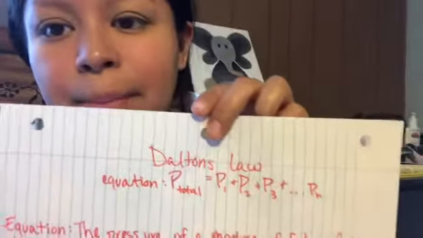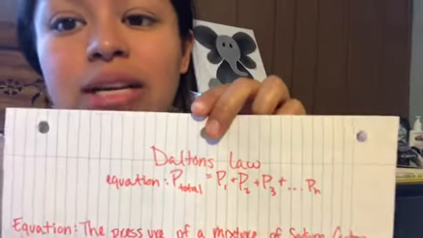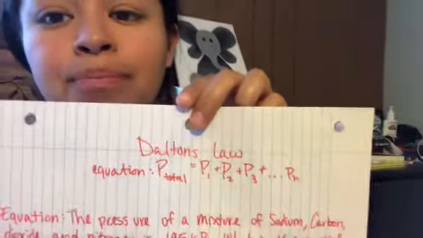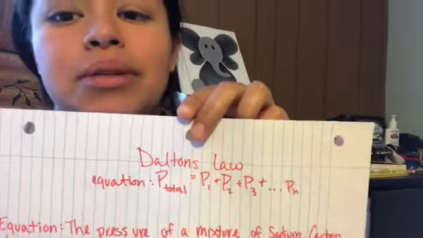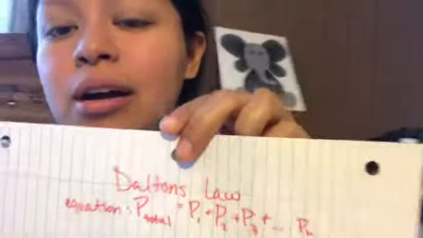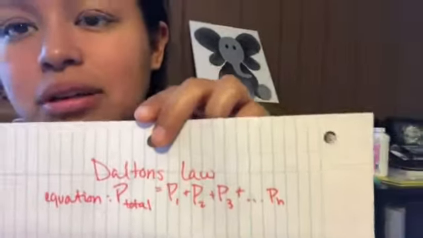Last but not least, we will be talking about Dalton's law, which says that in a mixture of non-reacting gases, the total pressure exerted is equal to the sum of the partial pressures of the individual gases. So Dalton's equation would be expressed like this. The total is equal to P1 plus P2 plus P3 and so on, and it just represents that it can be any number.